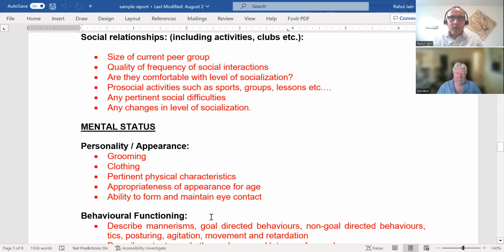Some people don't maintain eye contact, but then you can mention that if you want to. Like, how was the eye contact? Is it intermittent? It was good eye contact. Because someone who has anxiety or depression might not make good eye contact with you, right?